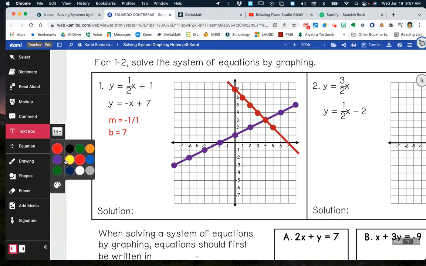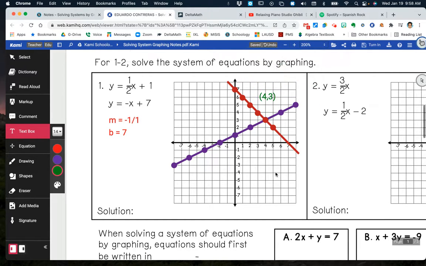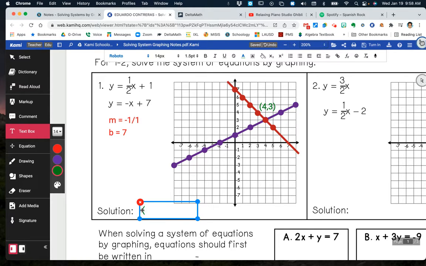So I'm going to type in the coordinates for that. And it's 4 across, 3 up. So I'm going to say 4, 3. Where it's asking for the solution, it's 4, 3. And I'm going to put it over here too. Okay, 4, 3. So the solution is 4, 3.